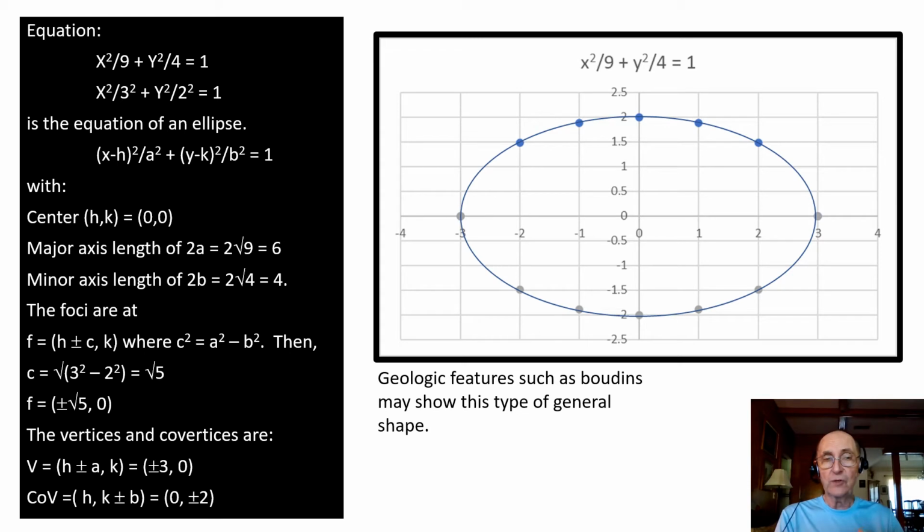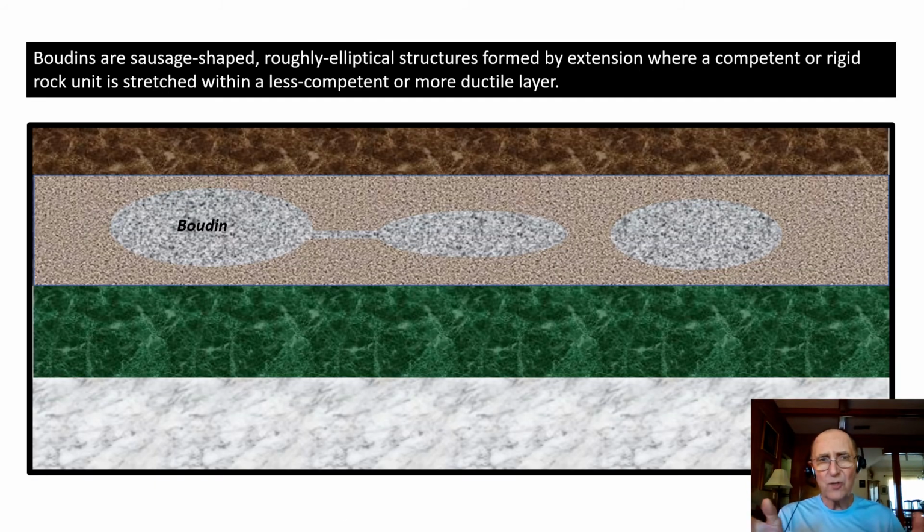What about the equation x squared over 9 plus y squared over 4 is equal to 1? Well, that's the equation of an ellipse that has a major axis length of 6 and a minor axis length of 4. Geologic features such as boudins may show you this type of general shape. Boudins are structures that are shaped like a sausage, or roughly elliptical structures formed by extension where a competent or rigid rock unit is stretched within a less competent, more ductile layer.